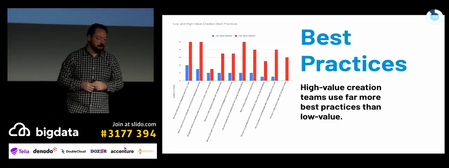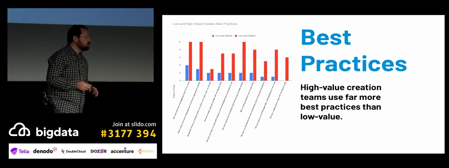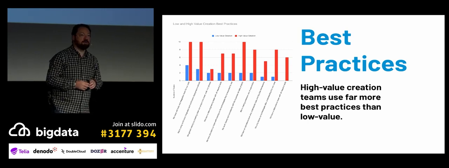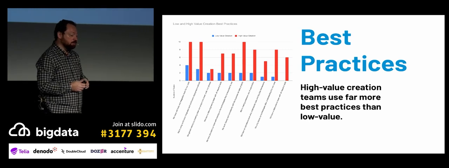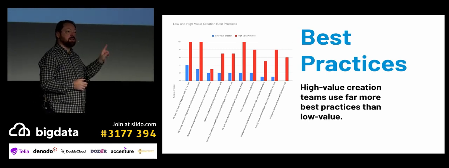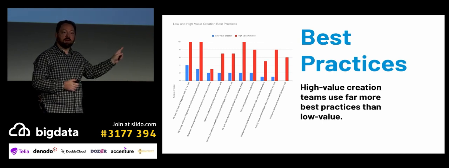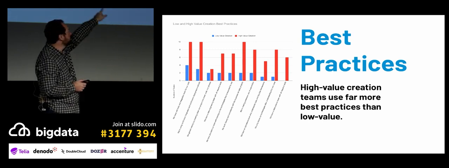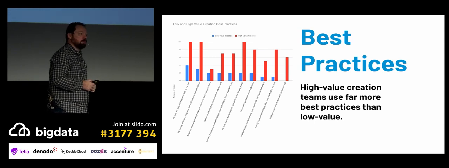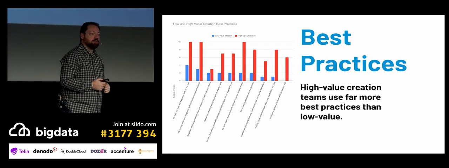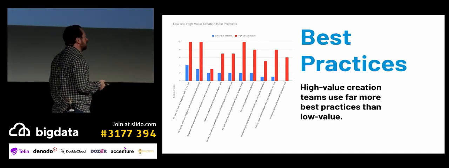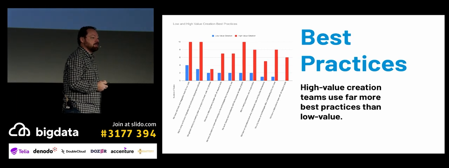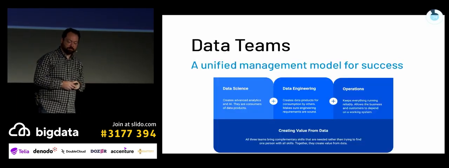Then we have best practices. It's probably too small of a font for you to read those best practices. You can go to the page and you can read it. But those best practices, you see that the high-value creation teams are far more represented in using best practices than their low-value creation counterparts. So what is another distinguishing factor? It is the fact that they used far more best practices than other teams.